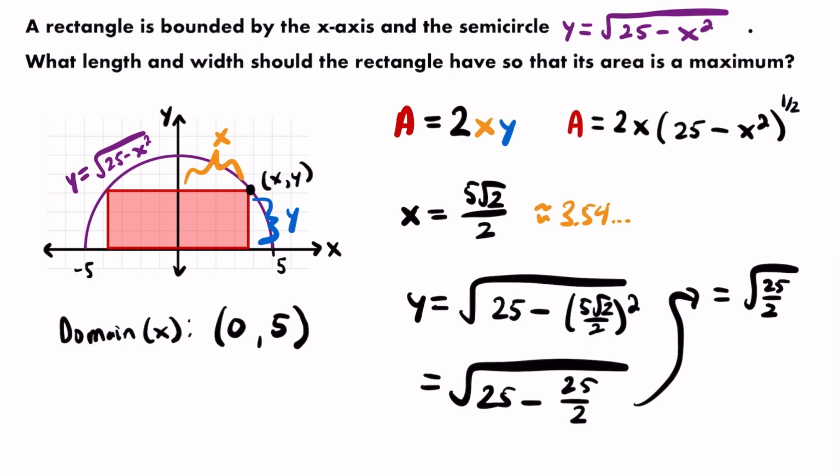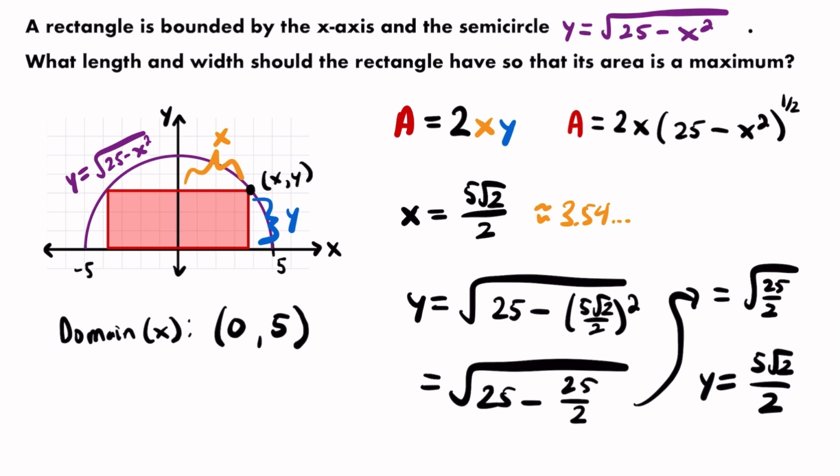And so if we simplify further, you'll find that y is equal to 5 divided by the square root of 2, which if you rationalize that, will give you 5 square roots of 2 divided by 2. The same thing that we got for x. Okay, and so that's the value of y that corresponds to this value of x. That's going to give us the maximum area for this rectangle.